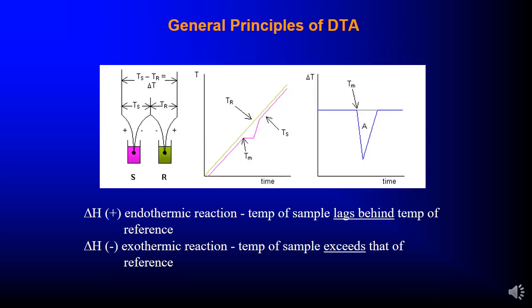So general principle: change in enthalpy, endothermic reaction, the temperature of the sample lags behind the temperature of the reference. So if you want to know if it is endothermic, you find that the temperature of the sample lags behind the temperature of the reference. Then if it is exothermic, the temperature of the sample exceeds that of the reference.